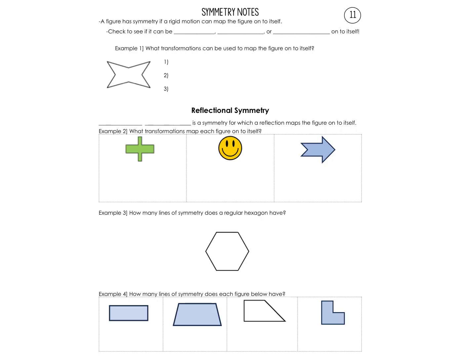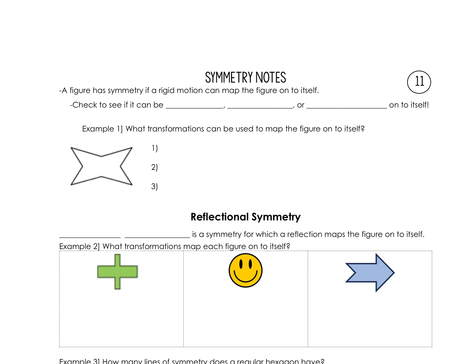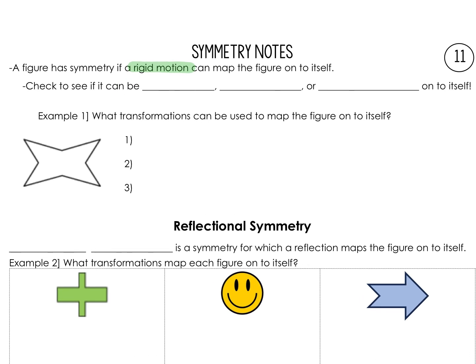So let's first talk about what symmetry is. You've probably heard the word symmetry before, so it's not completely foreign to you, but a figure has symmetry if a rigid motion can map the figure onto itself. We've talked about three different types of rigid motion so far: reflection, translation, and rotation. You can check to see if it can be reflected, translated, or rotated onto itself. If any of those three things can be done to the figure and it still remains on top of itself, it has symmetry.